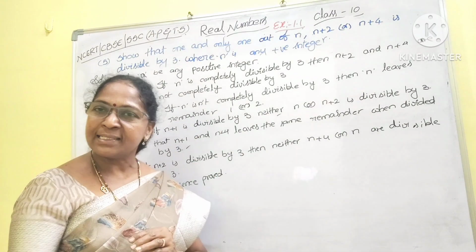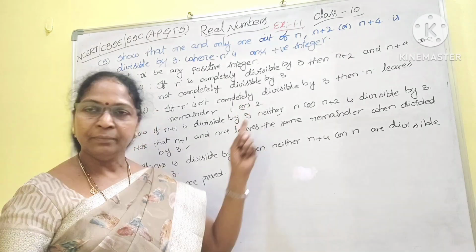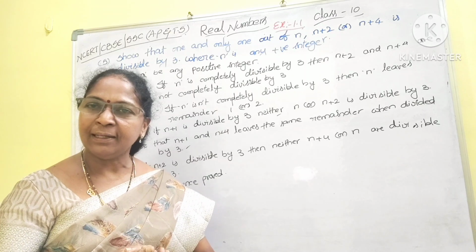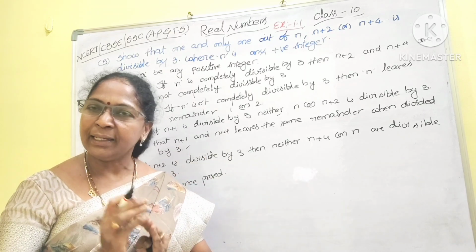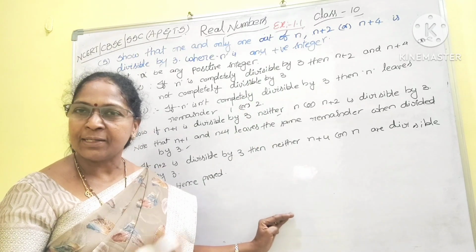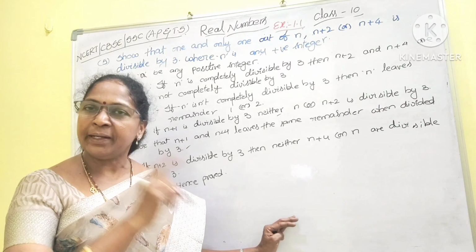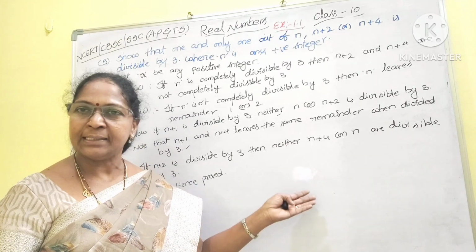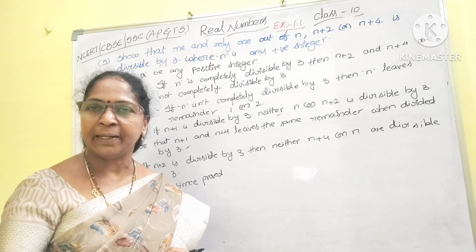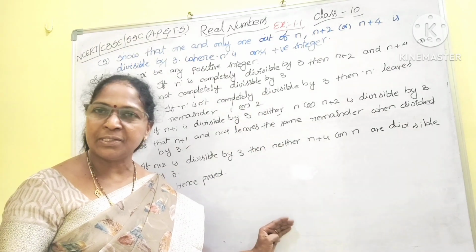This entire exercise depends only on Euclid's division algorithm, or Euclid's division lemma. What is Euclid's division algorithm? A equal to BQ plus R. So in each and every question you have to assume A equal to BQ plus R. In this equation A and B are given positive integers, Q is the quotient and R is the remainder. According to that, you have to solve each and every question.